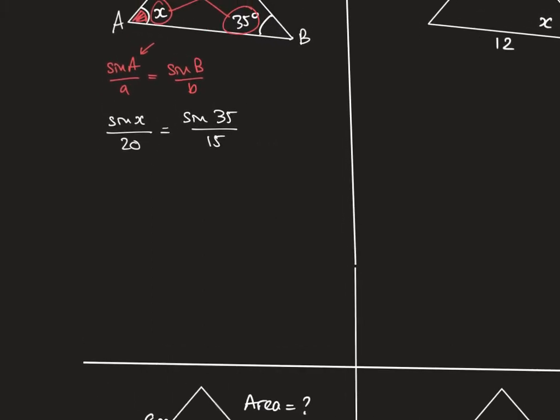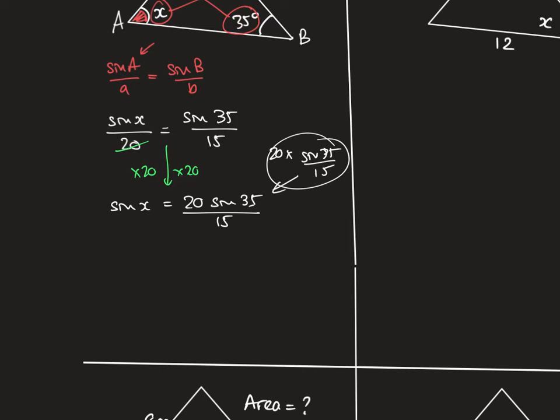Again, what I'm doing there is I'm just going to solve this now. So what I'm going to do is I'm going to times both sides by 20 to get rid of this 20 here. So I've got sine x is the same as 20 times sine 35 all over 15. Now obviously it could just be written as 20 times by sine 35 over 15, but that is the same thing.